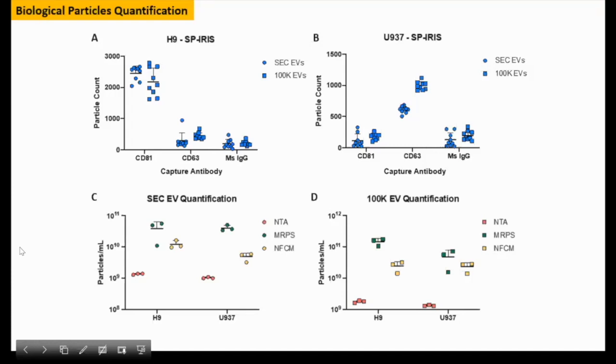100K EVs. After taking into account dilution factors, MRPS and NanoFCM seem to measure lower particle concentration for size exclusion chromatography EVs compared to 100K EVs, and likely this is due to the depletion of protein aggregates in SEC EVs. And this is kind of interesting when comparing to the data we just saw for the polystyrene spheres, where all these techniques returned similar values. But we can clearly see here that for the biological sample, it's not the case. Next, please.